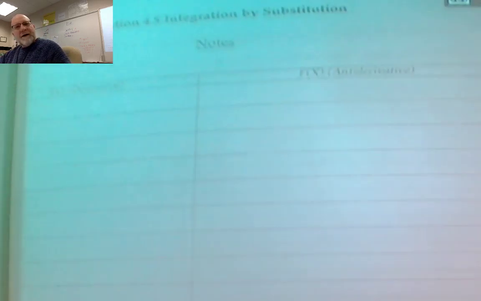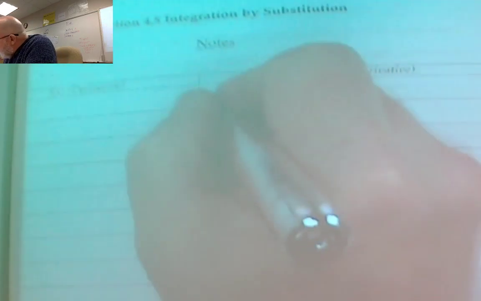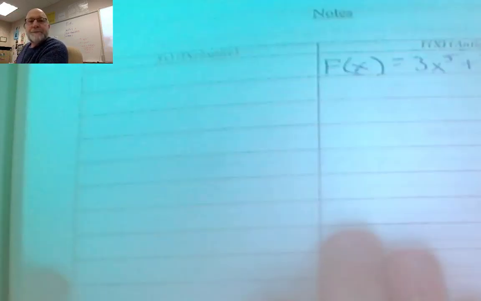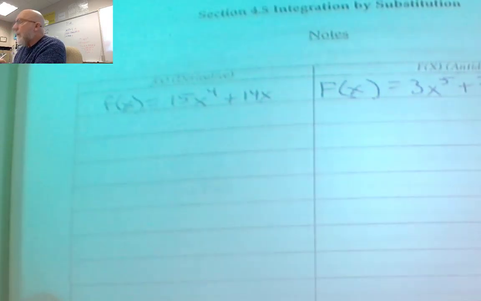All right, so you ready? If I give you the antiderivative, you have to give me the derivative. Ready? So I have f of x equals 3x to the fifth plus 7x squared plus 11. What are you going to give me? Okay, f prime of x equals 15x to the fourth plus 14x. That it? Okay, super.